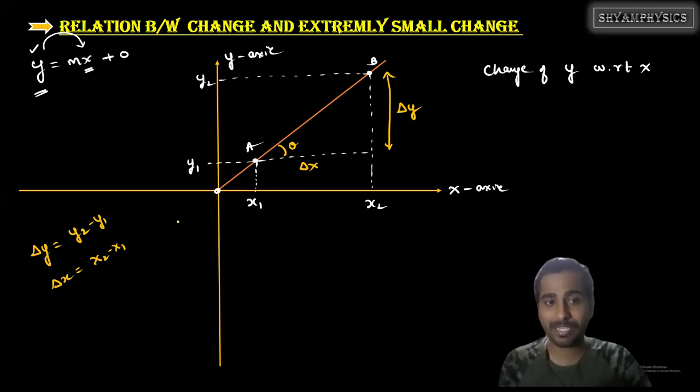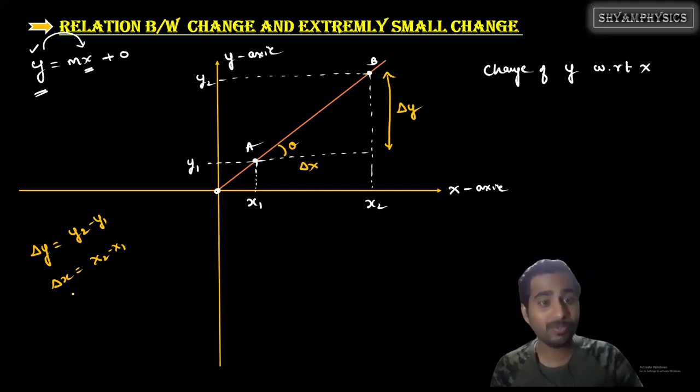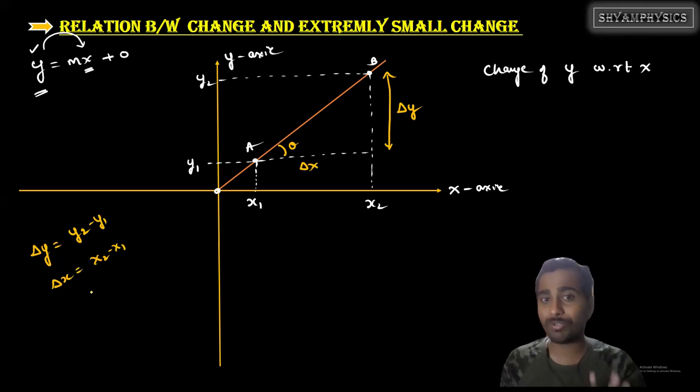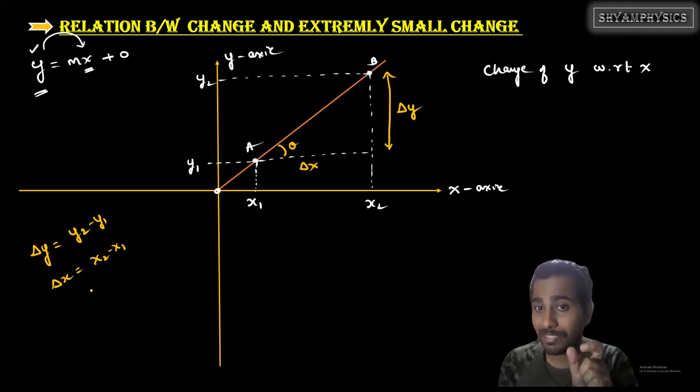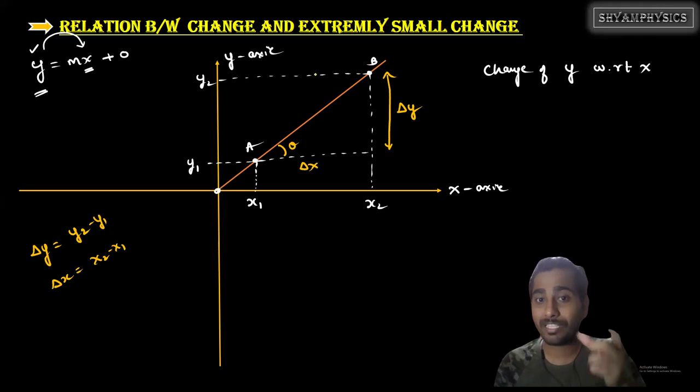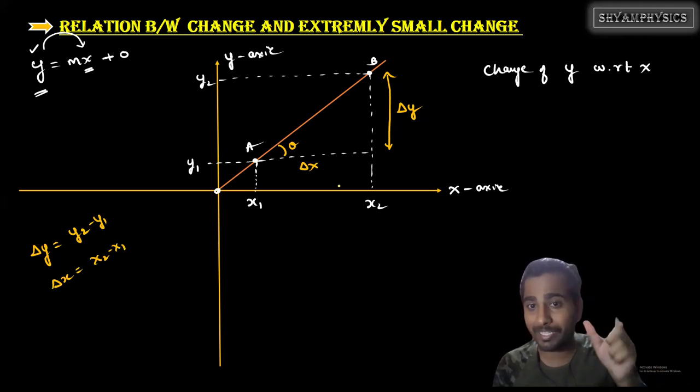Now basically we want to define how these two change with respect to x. What is the change here? Delta y with respect to delta x. But in differentiation, we are not using delta x, delta y. Differentiation means a very small change. Here the change is a bigger one, delta y and delta x.